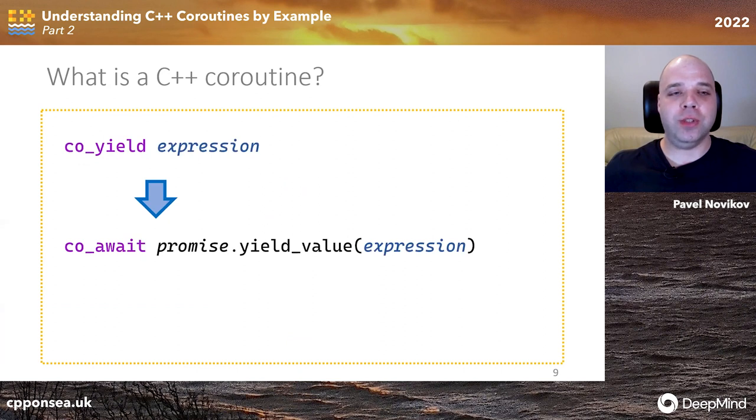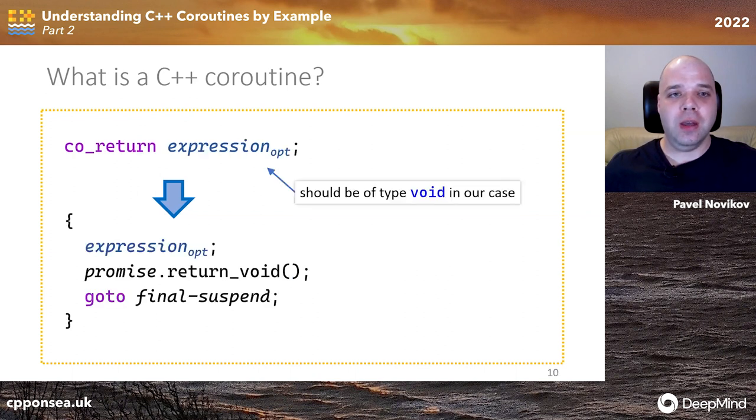And here's the first part of that magic. When you write a co_yield expression, the compiler transforms it into this construction, namely co_await expression of yield_value called on the promise object. And here's another piece of magic that the compiler does. co_return with an optional expression is transformed into this construction that you can see below on the slide.